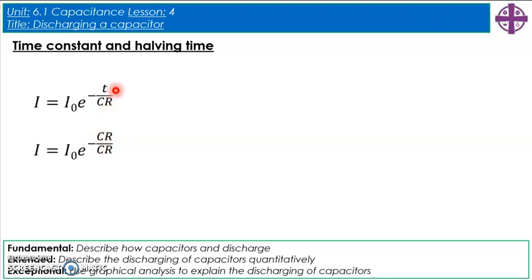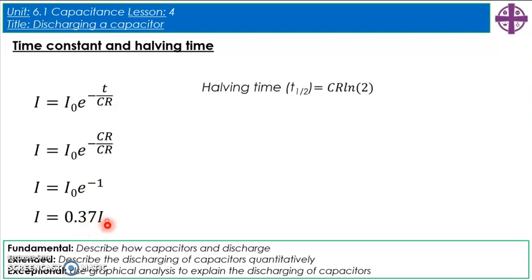So if we say that the time is equal to the capacitance times the resistance, then the term in the power becomes CR over CR, which is 1. So we get I equals I0 e to the minus 1. If you put e to the minus 1 into your calculator, which is the same thing as doing 1 divided by e, you get 0.37. So when t is equal to CR, the current at that point will be 37% of its initial current.